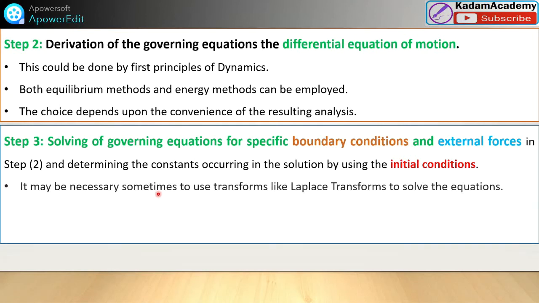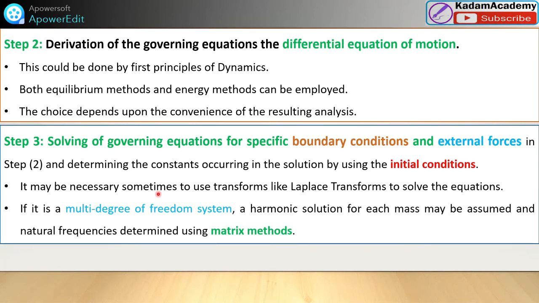For the calculation purpose, it is difficult to conclude the behavior of the system by hand, and that will be easier by using computer programming. Okay, so the response of the physical system is obtained by solving that equation from step 2. Sometimes it may be necessary to use transforms like the Laplace transform to solve the equation. For a multi-degree system, a harmonic solution for each mass may be assumed, and natural frequency determined by the matrix method also.